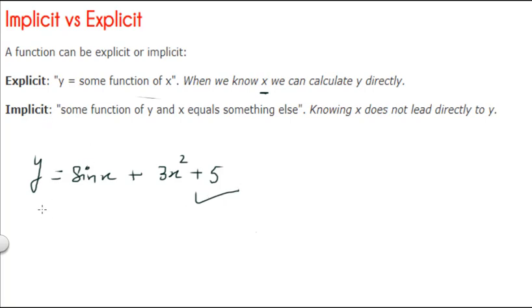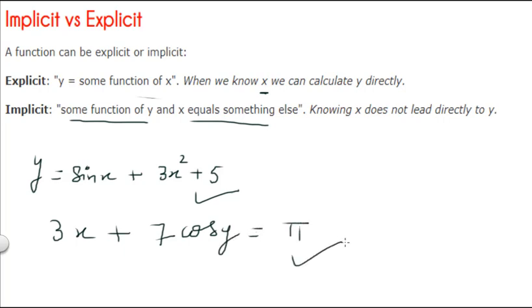In implicit, what we will have is some function of y and x equals something. That means 3x plus 7 cos y equals pi. Suppose I write like this. So this is a function of x and y, and it is equal to something. These are known as your implicit functions. This is the only difference, right?